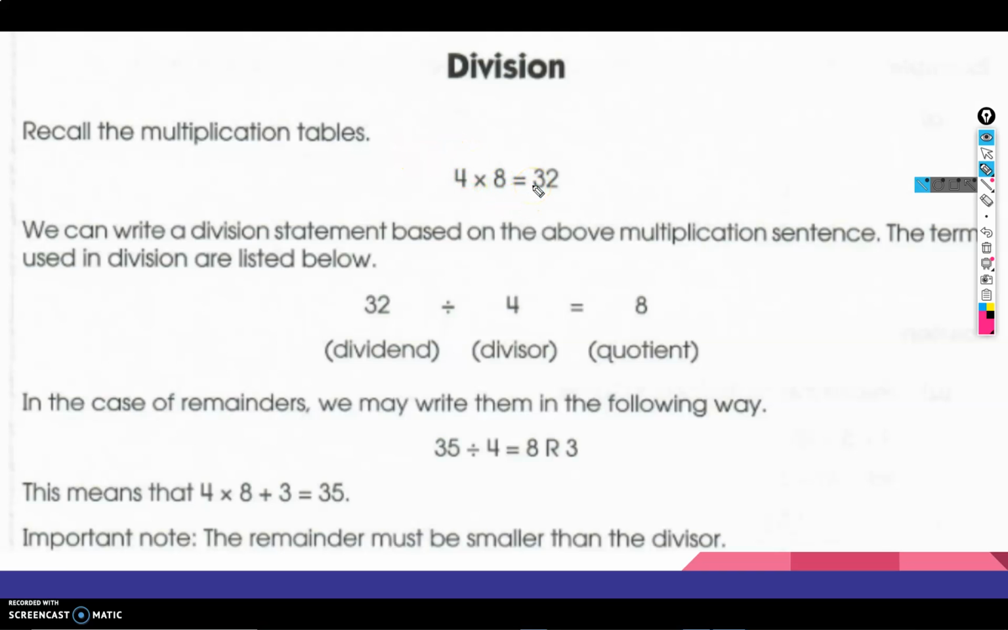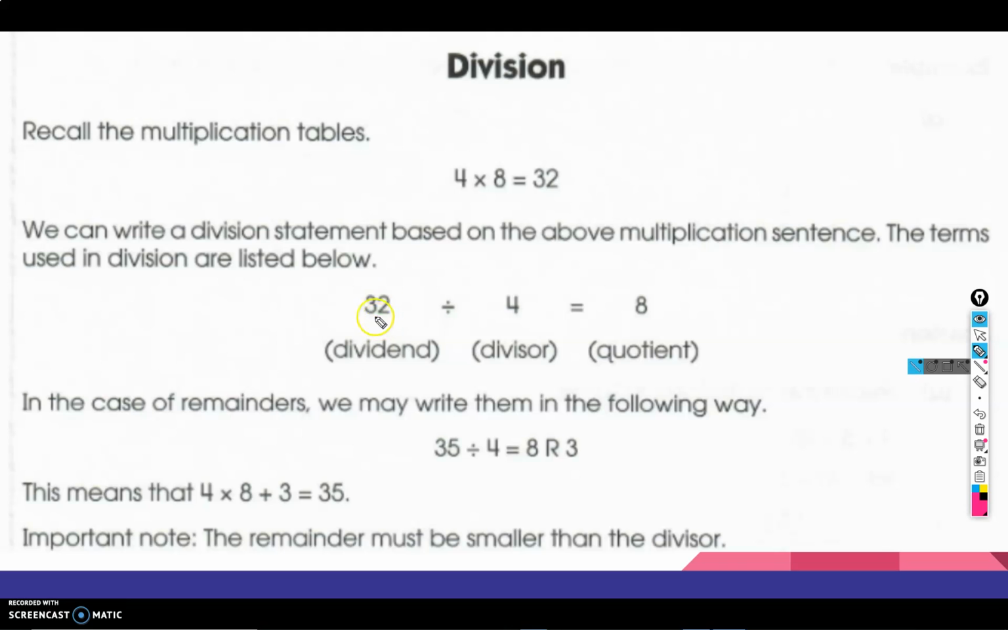When we're explaining division, let's use the example of 4 times 8 is equal to 32. We can write a division statement based on the above multiplication sentence. Then the terms used in division are listed below. So this 32 is the dividend. That's the number we divide, and this is the division sign. And the divisor is the number that is going into the larger number.